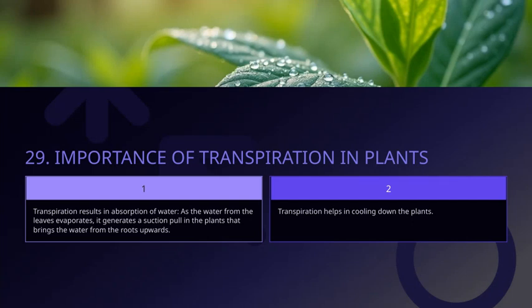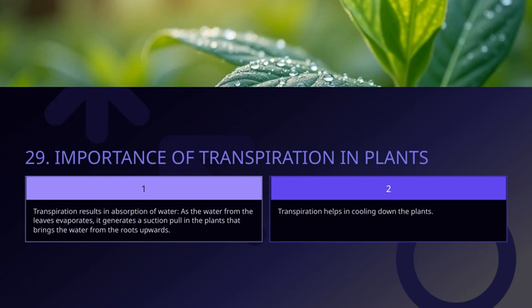Now, let's talk about the importance of transpiration in plants. When water evaporates from the leaves, it creates a sort of suction that pulls water up from the roots. This process is essential because it helps the plant absorb the water and nutrients it needs to grow and stay healthy. Additionally, transpiration plays a key role in cooling down the plant. As water evaporates, it helps regulate the temperature, preventing the plant from overheating, especially during hot days.